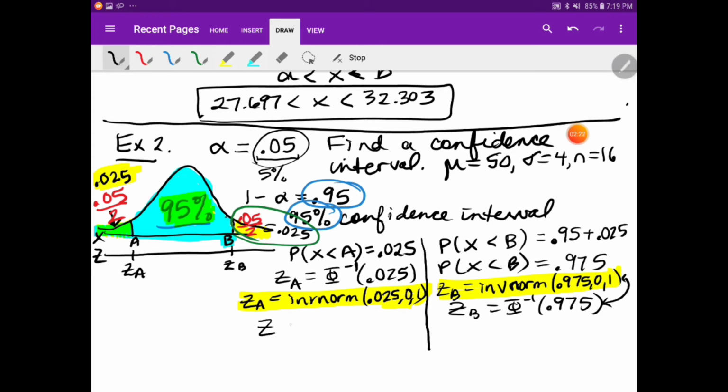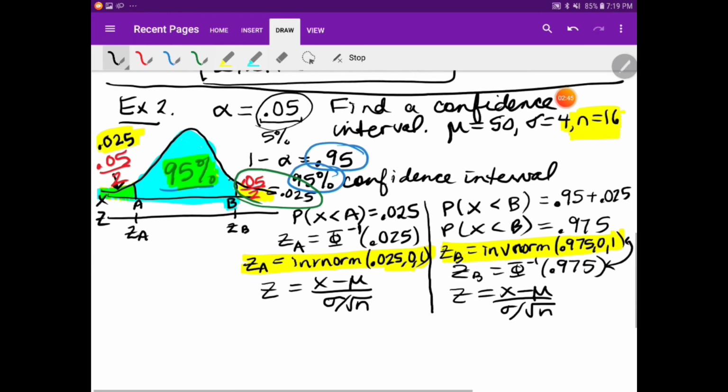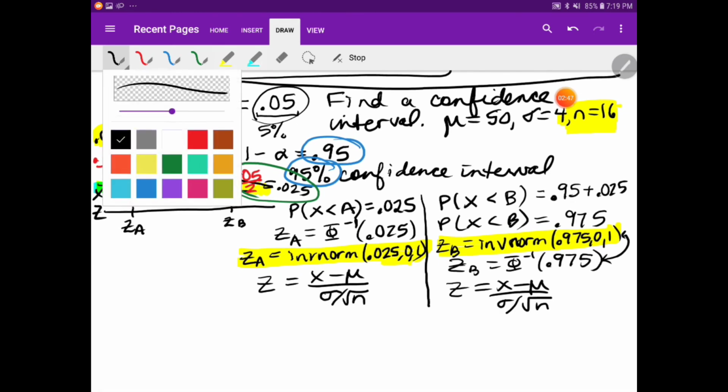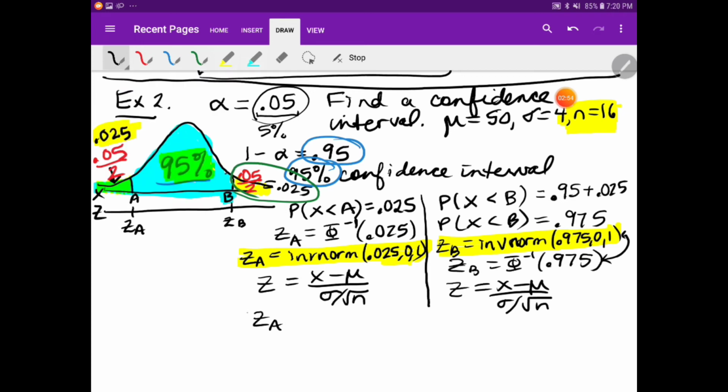So z equals x minus mu, that's the same. And I look and I say, do I have an n? So up here I do have an n that I just colored in yellow at the very top over here. So n is 16. So when I do my thing, instead of doing sigma, I use sigma over the square root of n. So I'm going to do that same thing here, x minus mu over sigma divided by the square root of n. If there's no n in the problem, then this is not the formula you use. You just use the over sigma formula that we were using on the other videos.